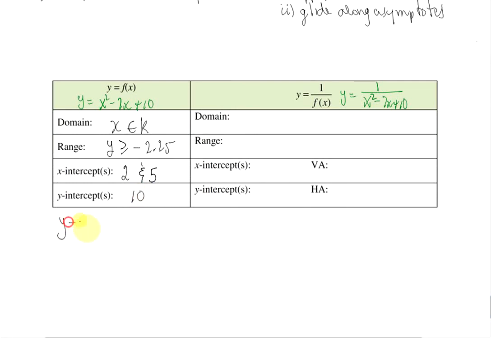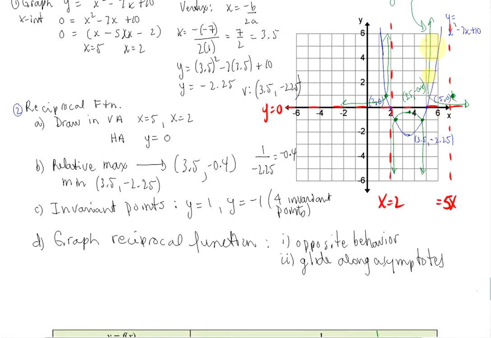And remember, you can get that by substituting in x is 0 into the original function, and you get y equals 10. Okay, for our reciprocal function, our domain is all real numbers except for our x values which are on the vertical asymptote. So x cannot be 2 and x cannot be 5. And note that they are the x-intercepts of our original function.